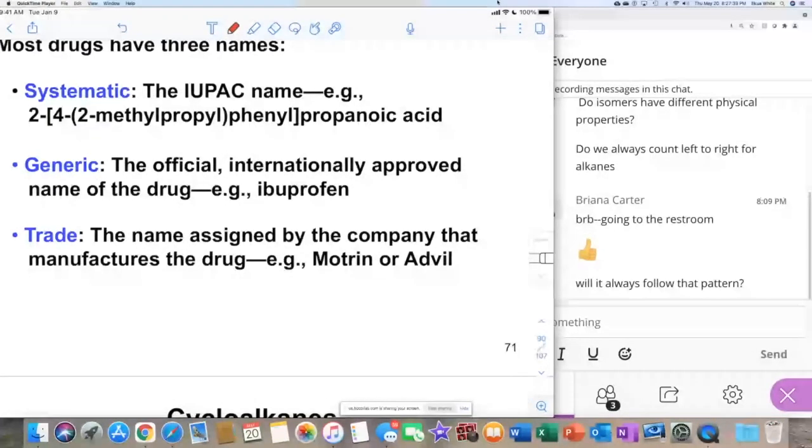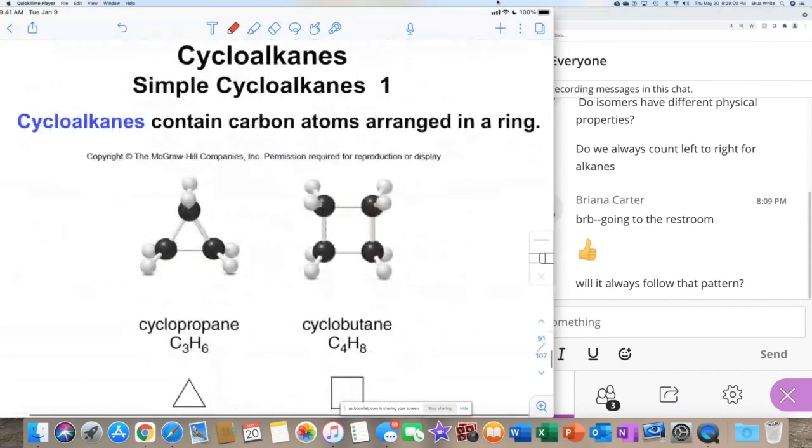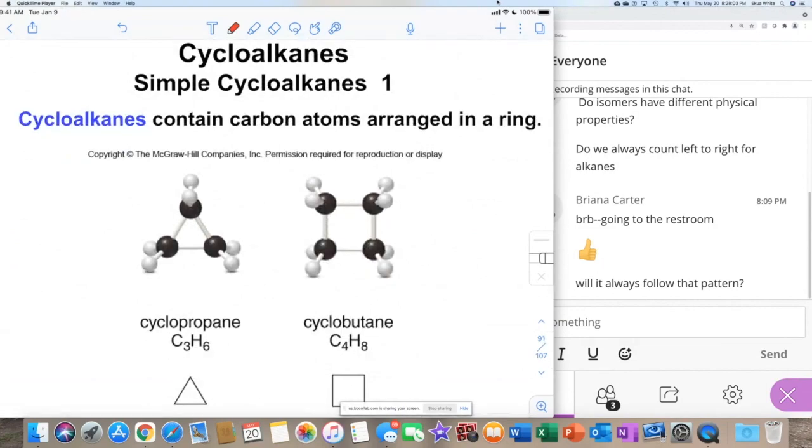Oh, this is an example of the systematic name. Imagine that complex name, right? Somebody got paid to come up with this name. This is the systematic name for ibuprofen. So essentially, most drugs have 3 names. Systematic names, generic names like ibuprofen, trade names like Motrin or Advil. So just FYI.